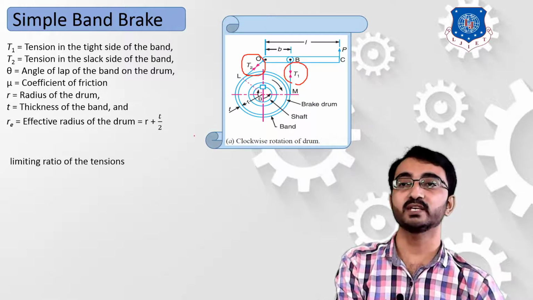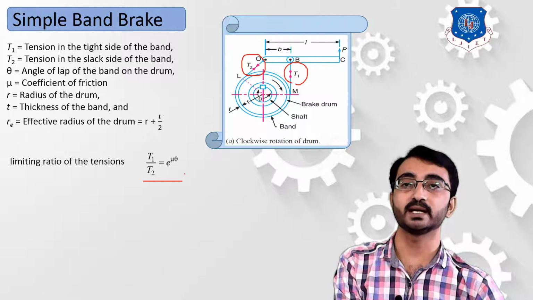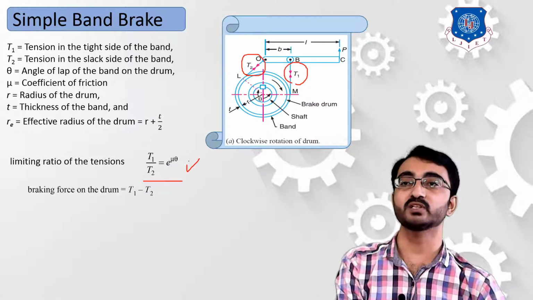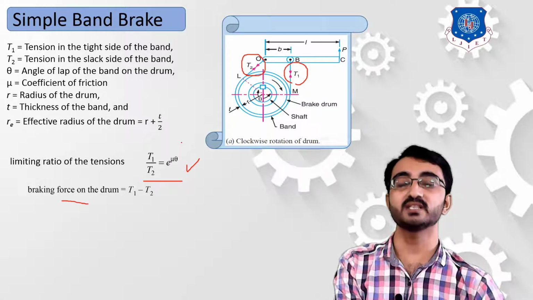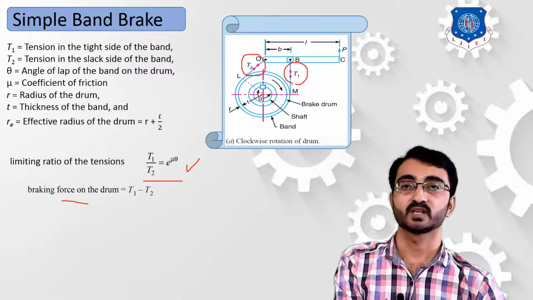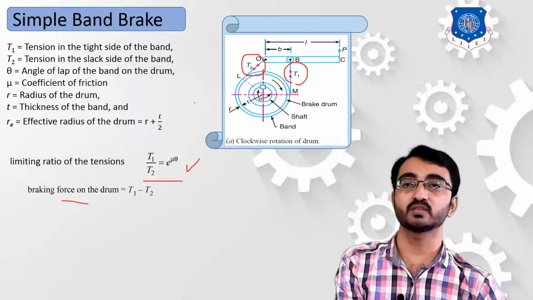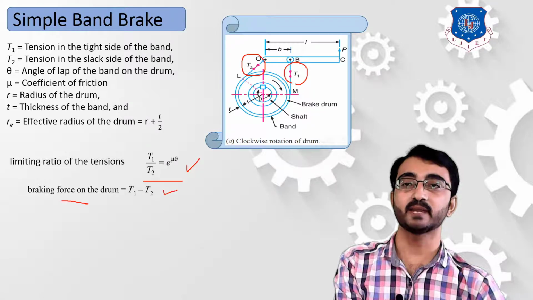The first equation that will be used in case of band brakes is T1 by T2 is equal to e raised to mu theta. This equation we have derived in the chapter of belt. Now the second equation is the braking force which is applied on this brake. Over here we have to consider that T1 is the maximum and T2 is the minimum, so that's why we have to consider T1 minus T2.